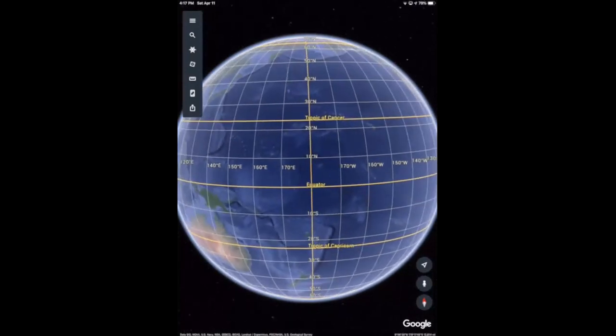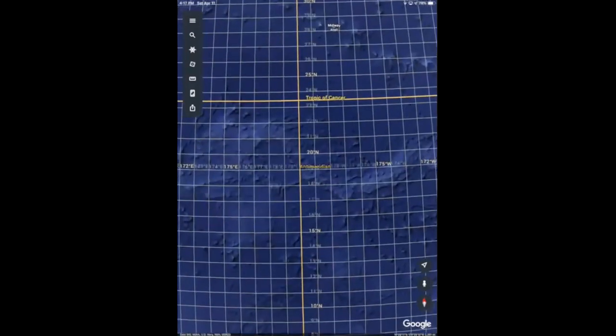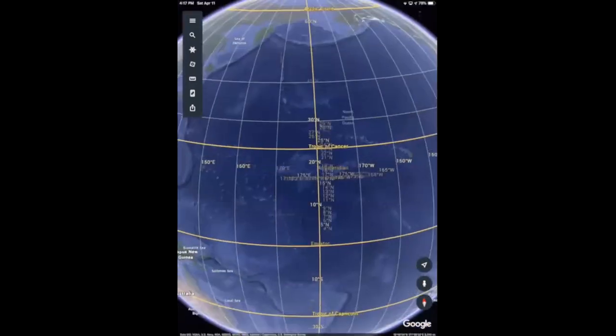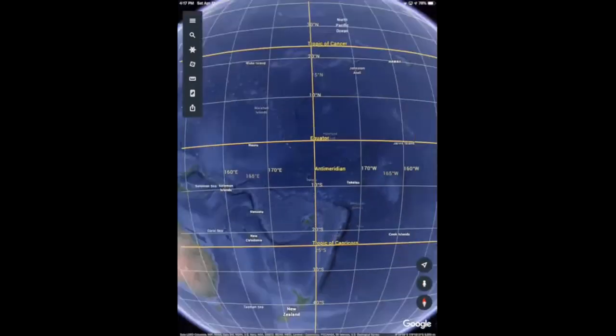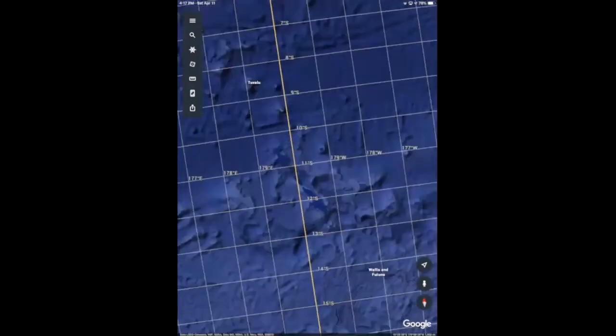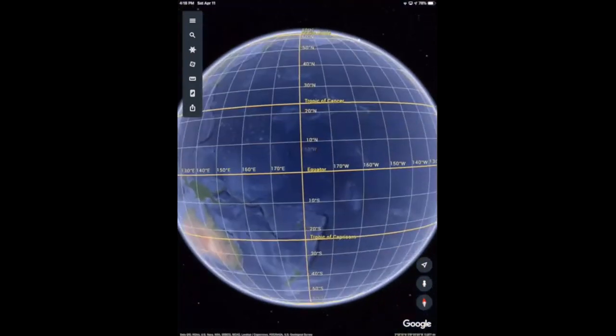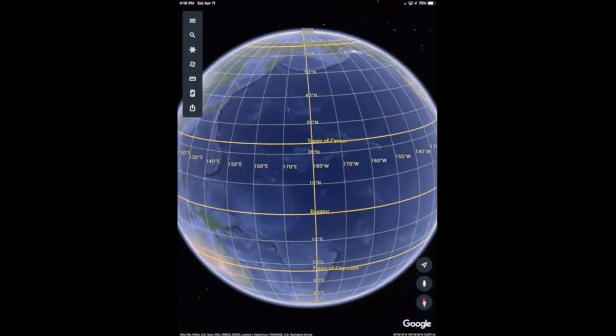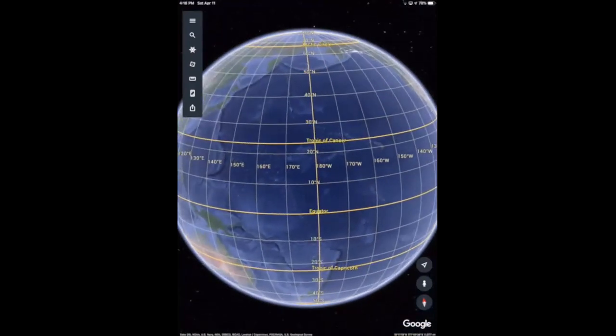Well, what is that? And I wonder if it says it anywhere. I don't know why it doesn't. It's a pretty important line. And I'll just say it if it doesn't label it by itself. It's called the International Date Line, and it's 180 degrees of longitude.